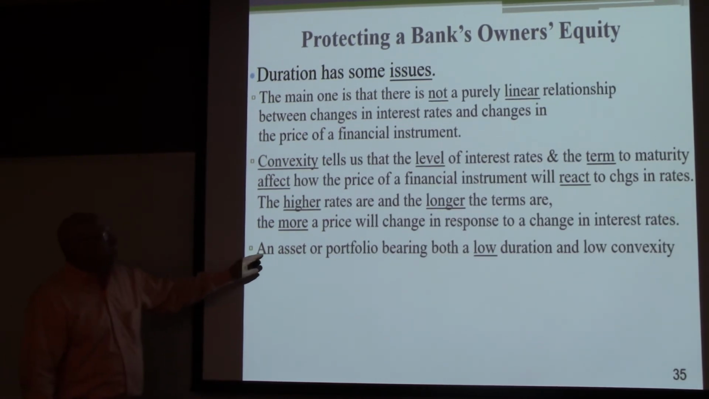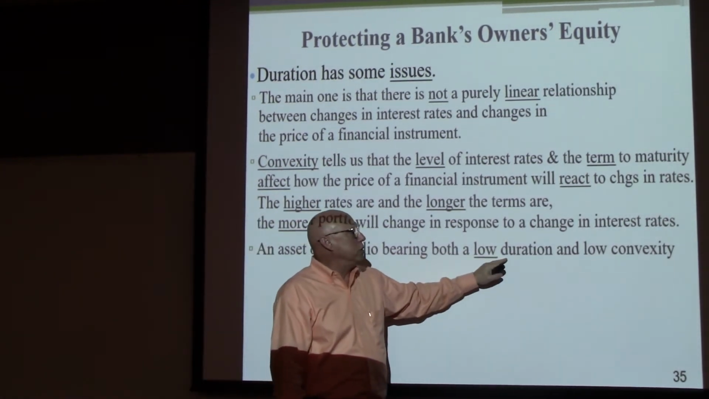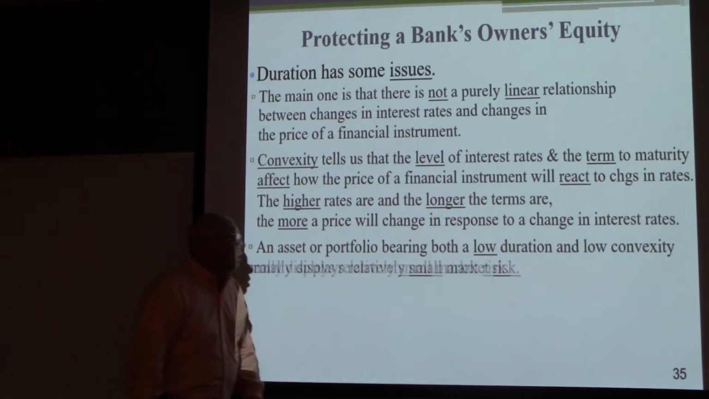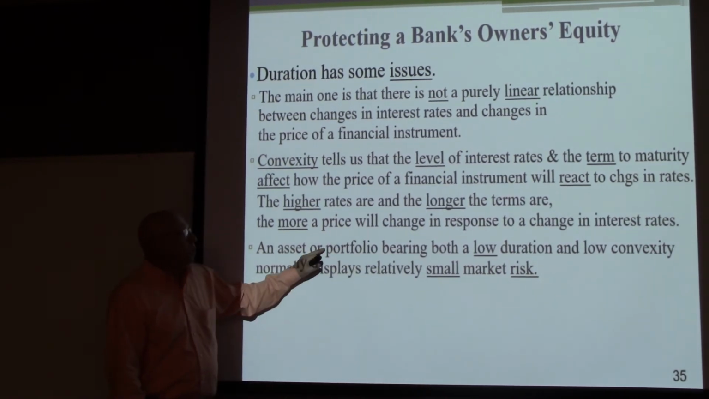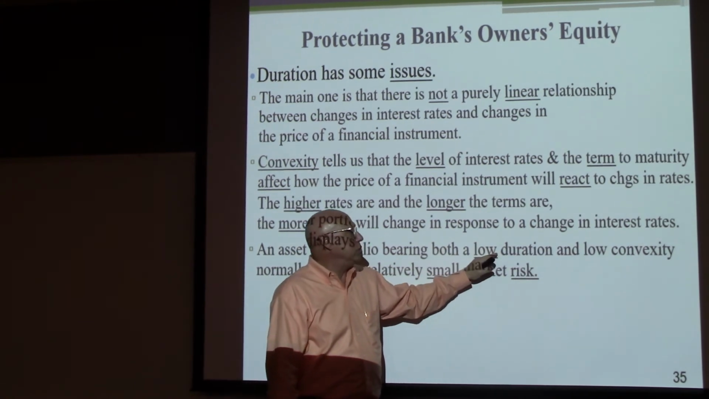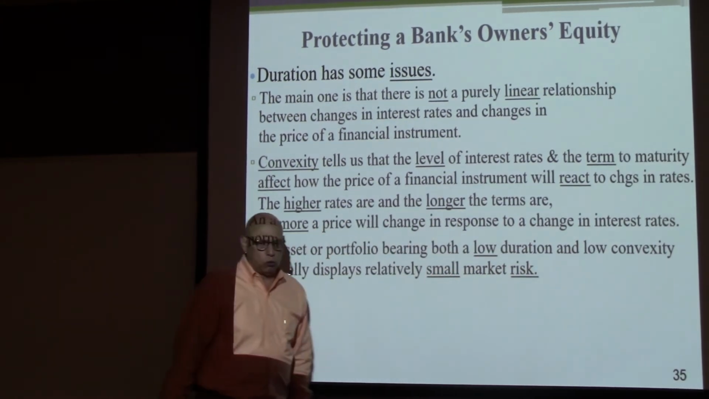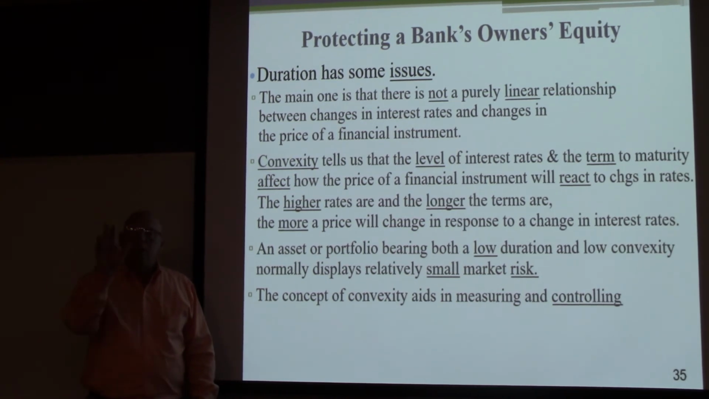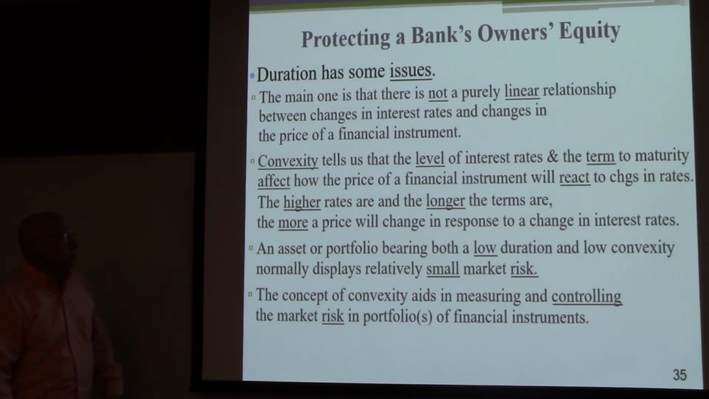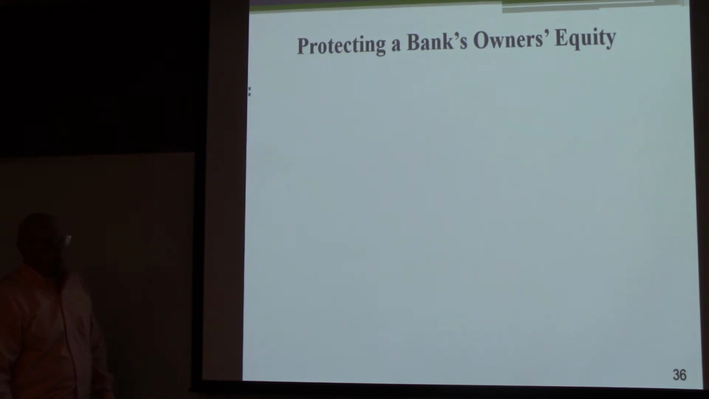So an asset or portfolio having both a low duration and low convexity will have smaller interest rate or market risk. A portfolio that has both a high duration and high convexity will have much more interest rate risk. Okay? So we can measure convexity, which helps us be more precise with our duration and more precise with our forecasting. But once again, that's beyond the scope of this course. So convexity helps us be more accurate with our forecasting.